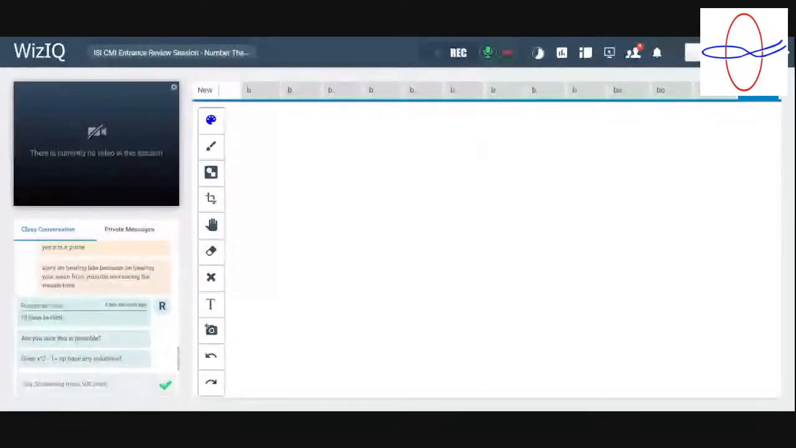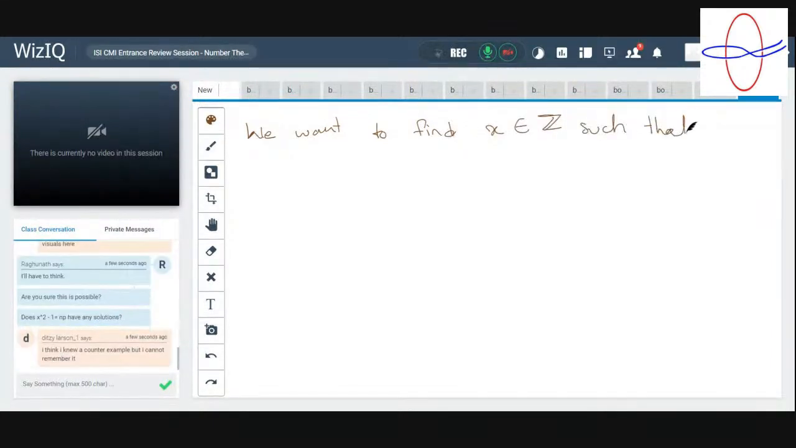Now coming back to linear congruence. So let's look for solutions to the equation. We want to find x belonging to Z such that ax is congruent to b mod n. So of course a, b, and n are natural numbers.